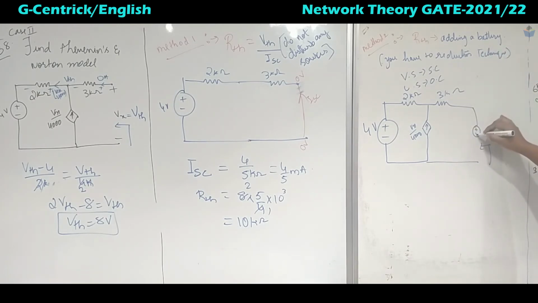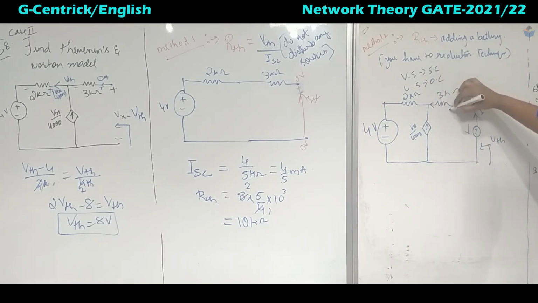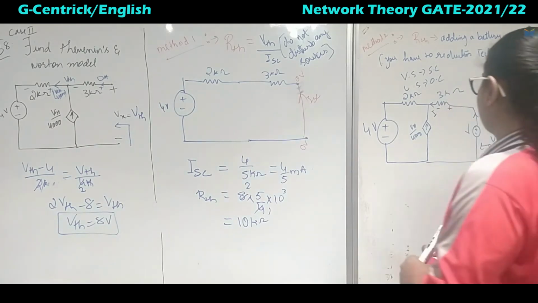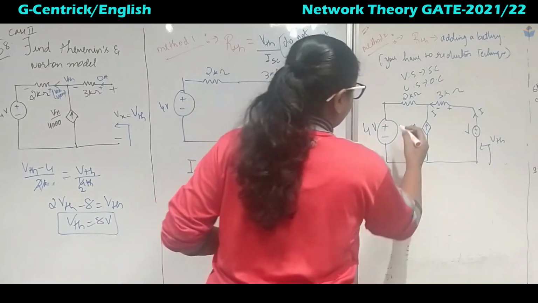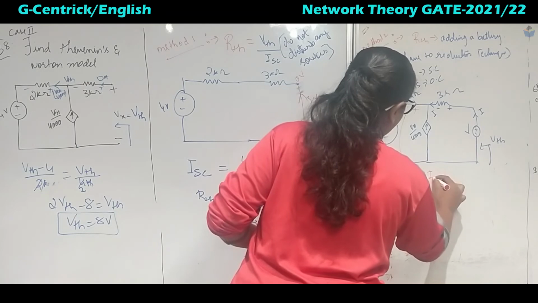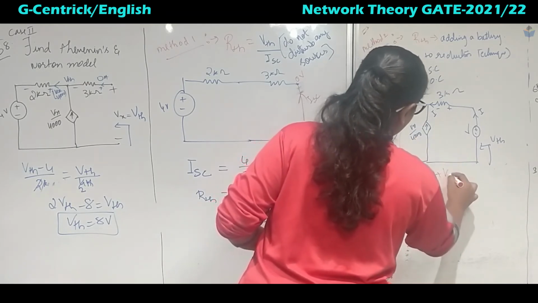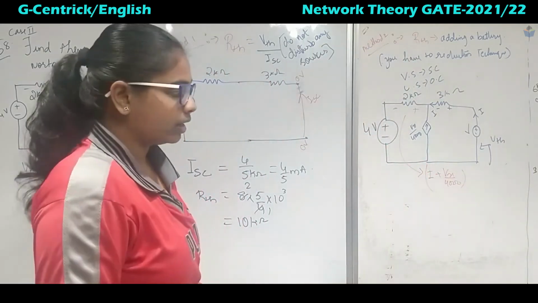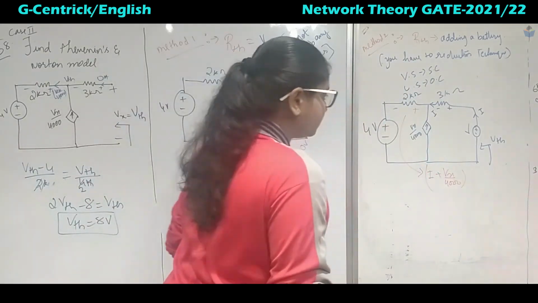Add a battery. I'll take this battery as V. It can be a 1 volt battery. So by adding the battery, you will get current in this, right? This current flows here also. This is plus and this is minus, right? So when it flows in this way, here also current is flowing, and this current I can write as I plus Vx by 4000, right? I can write in this way because it is also a current.